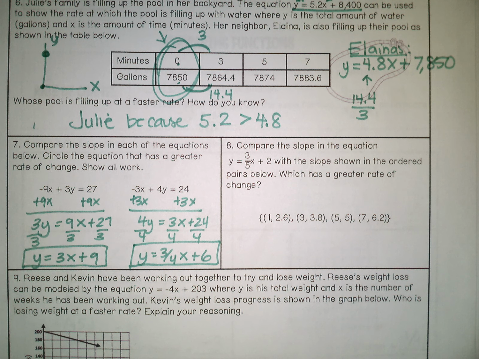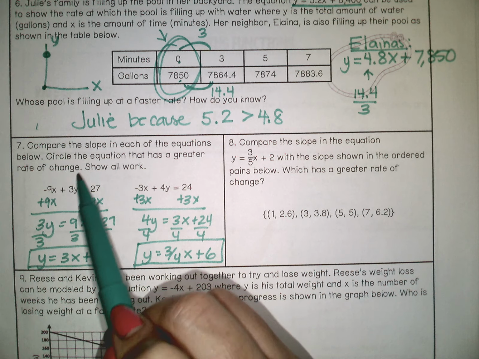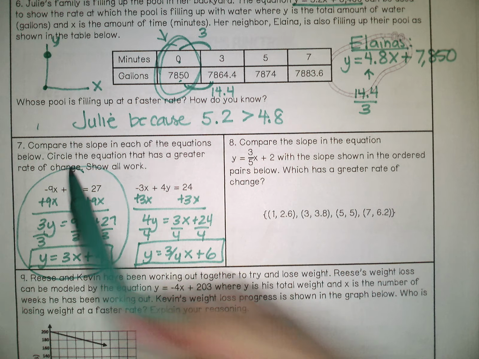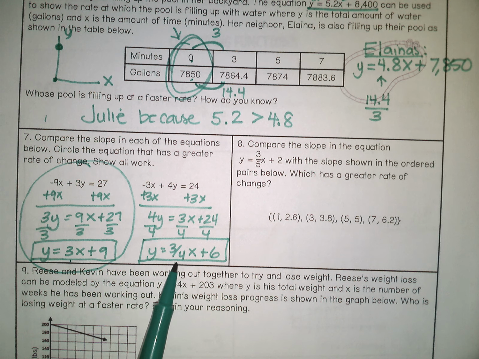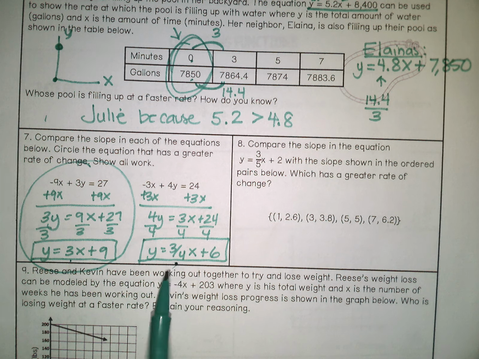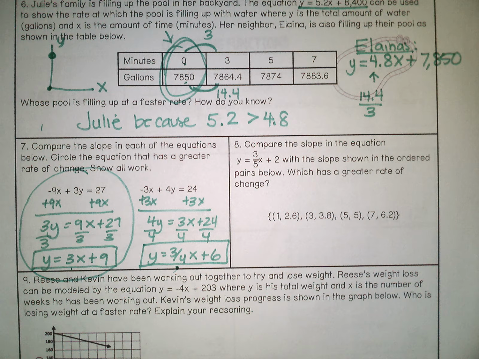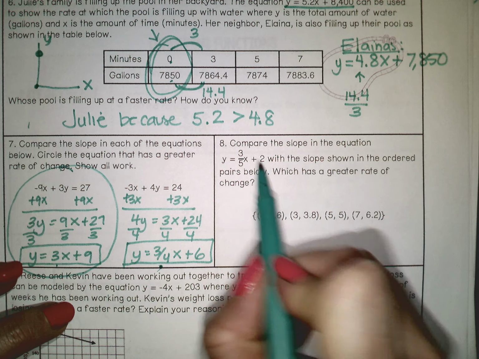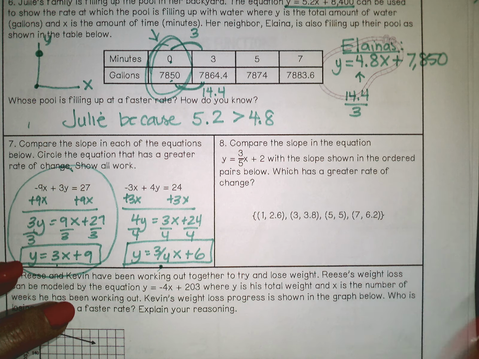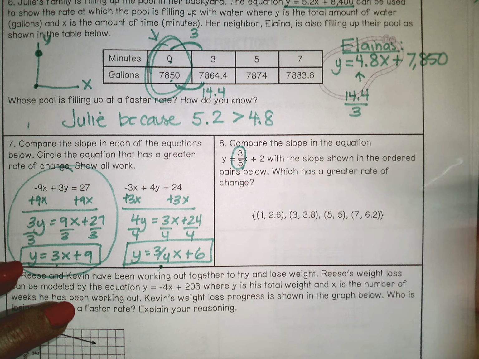Okay. Number 8. Compare the slope in the equation y equals 3/5 x plus 2 with the slope in the ordered pairs below. What is the greater rate of change? So what is our rate of change for this equation? Our slope or our rate of change is 3/5 here. So remember, to find your rate of change in ordered pairs, it's just like a table. Here's your x values, here's your y values.